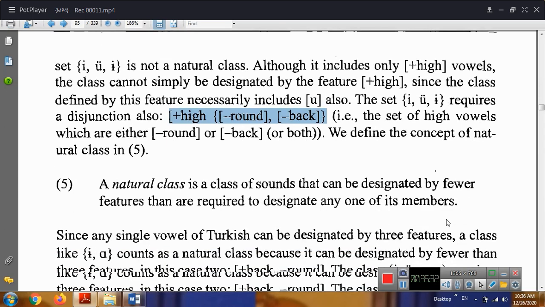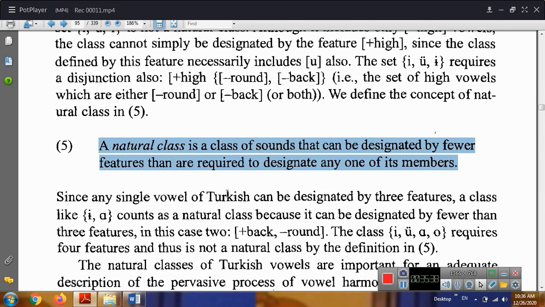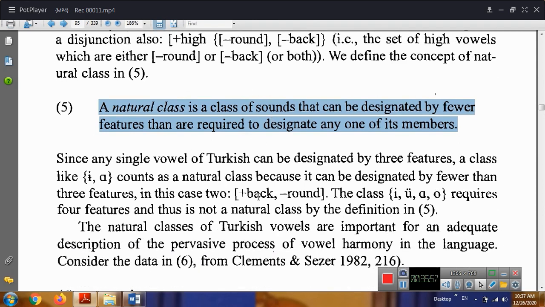What do we mean by natural class? Please, the definition of natural class in generative phonology and in the discussion of distinctive features is very, very important. You should be able to define the natural class. Please pay attention to this point. A natural class is a class of sounds that can be designated by fewer features than are required to designate any one of its members. What do we mean by such a definition?